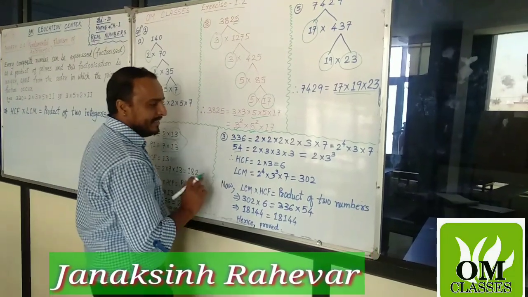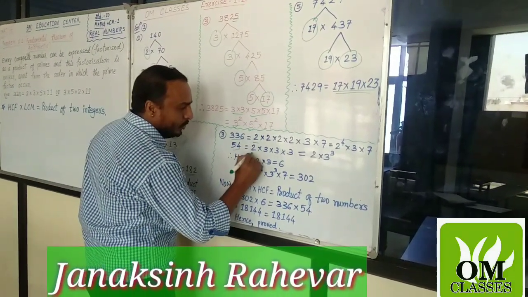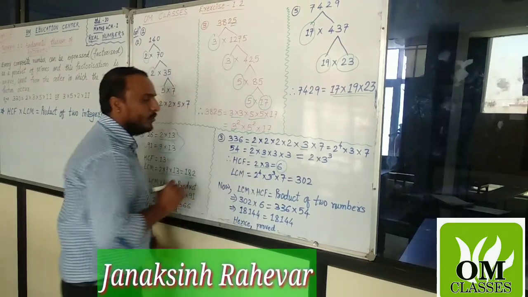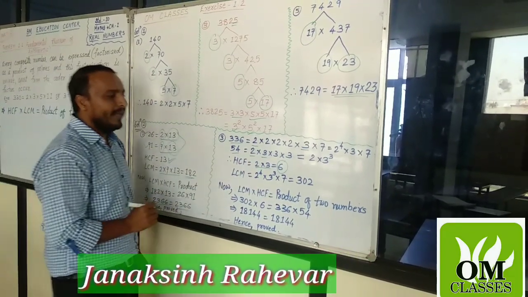So what is the HCF? What is common here? 2 and 3. So 2 times 3 is 6. Your HCF is 6. Now the LCM.